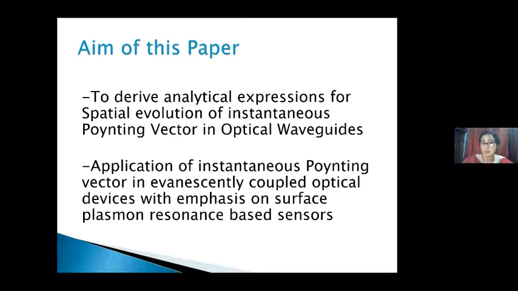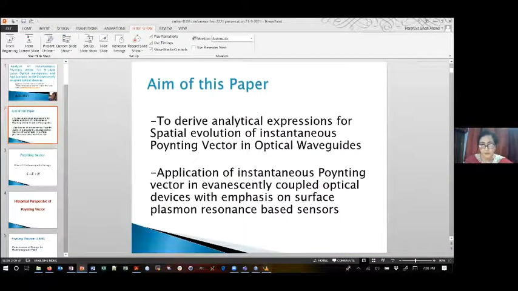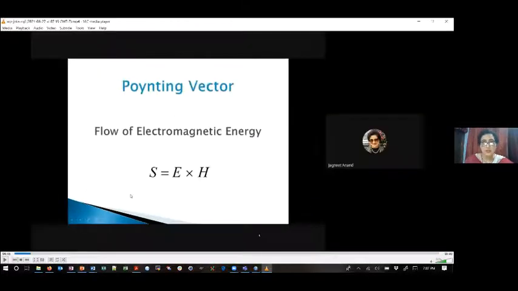the instantaneous Poynting vector, and I will show that this is different from the formula for the penetration depth of average Poynting vector. And then I will take up the applications of this newly proposed formula for the penetration depth in case of evanescently coupled optical devices, and I will be taking two examples of surface plasmon resonance based sensors. I will start with the introduction of the Poynting vector.